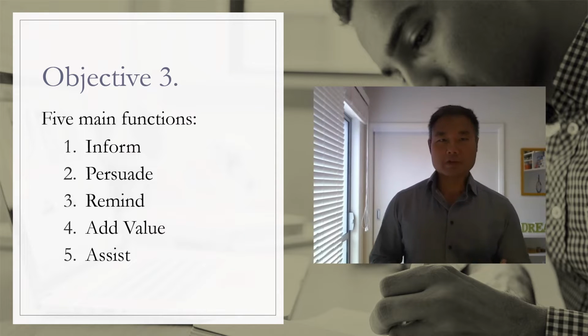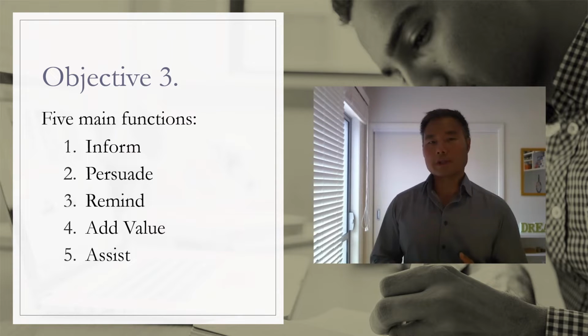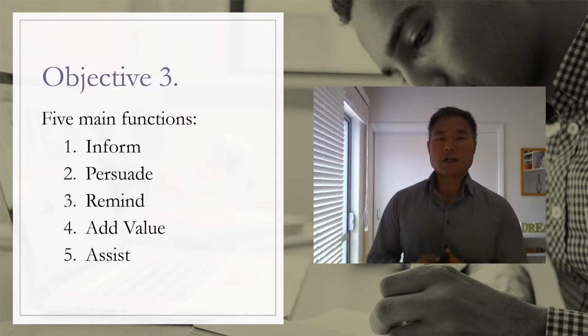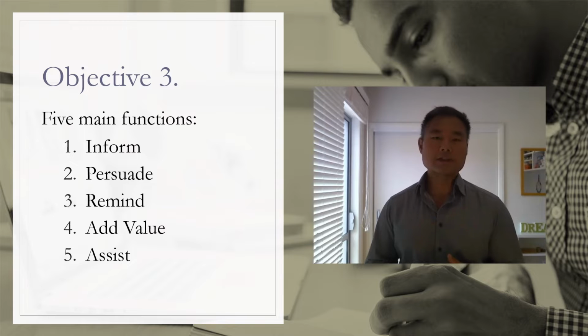Now for objective three, it's a larger part of the module. It is the 5 main functions of advertising. And for this particular sub-lecture, I'm going to use some local examples to try and illustrate those 5 functions. Some of these examples have been provided by some of my students.